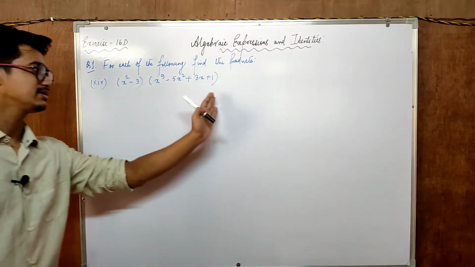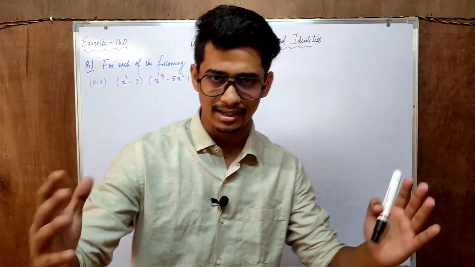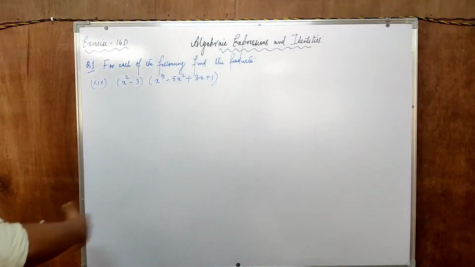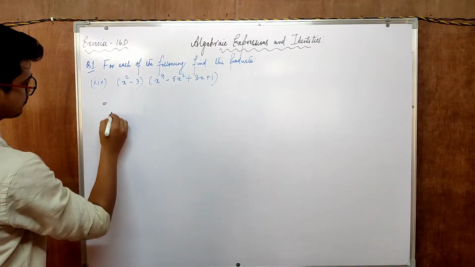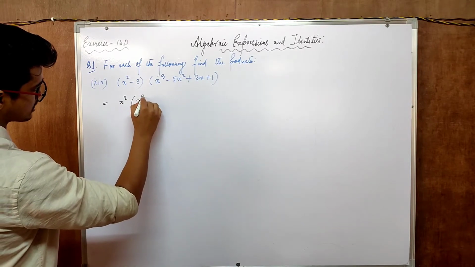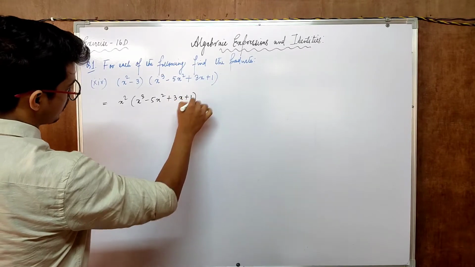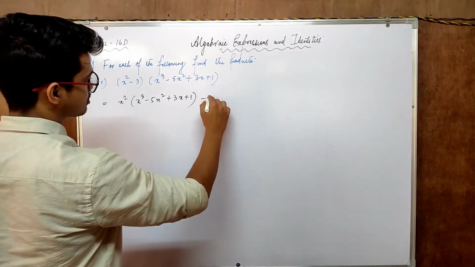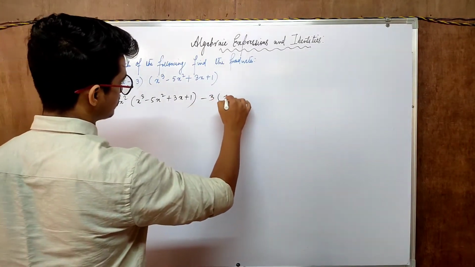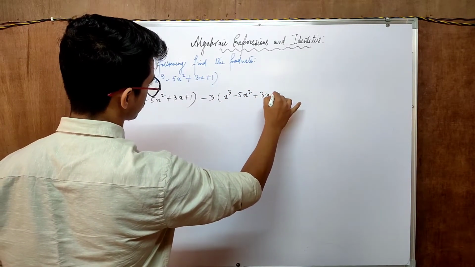Here too many elements are there, no need to be confused about that. How many elements are there under the bracket, there is no such problem. The process will be absolutely the same. So following the process, x square into this entire bracket, that is x cube minus 5x square plus 3x plus 1. After that, following the sign, which is minus, 3 will be put, and the same process, that is 5x square plus 3x plus 1.